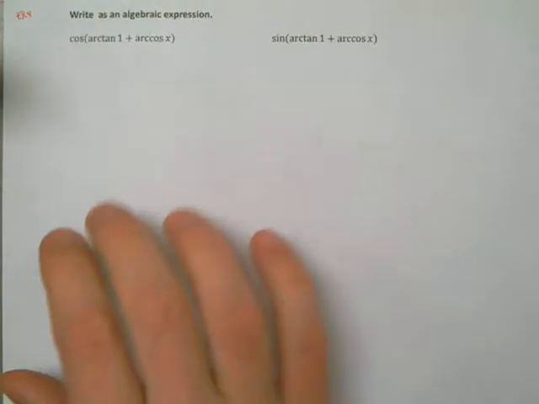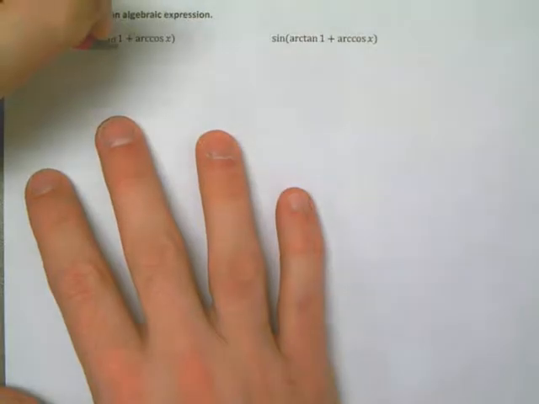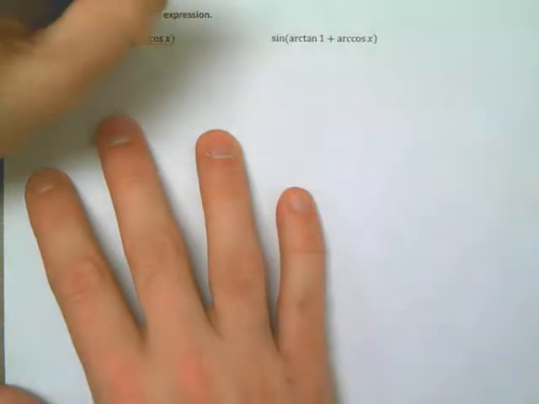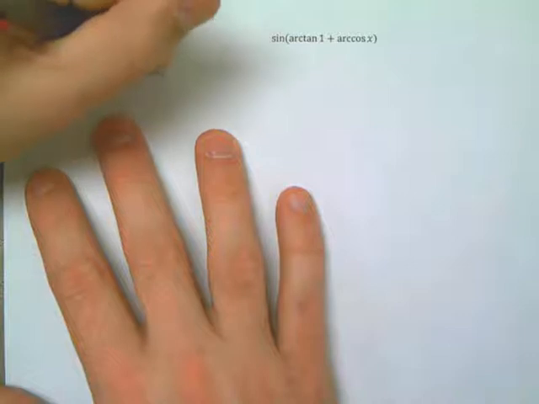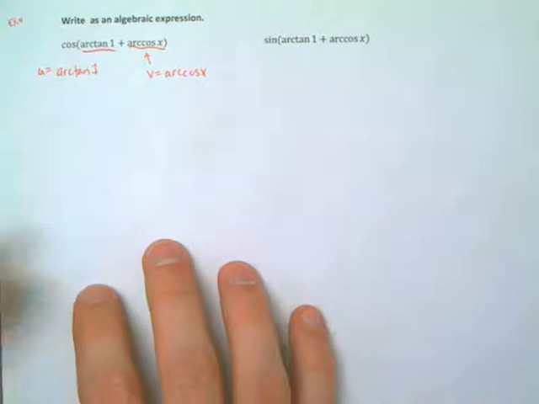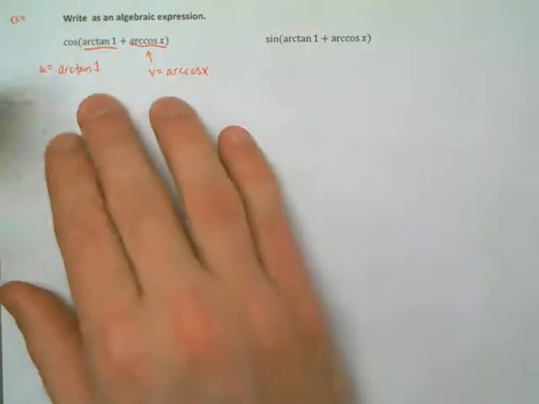Okay, in this video we're going to be talking about an application of a sum formula. In this case we're talking about the cosine of two things that are added together. That's cosine u plus v. So the first thing I'm going to do if I see a problem like this, when I'm told to write it as an algebraic expression, is identify u as arctan of 1, and v as arc cosine of x.